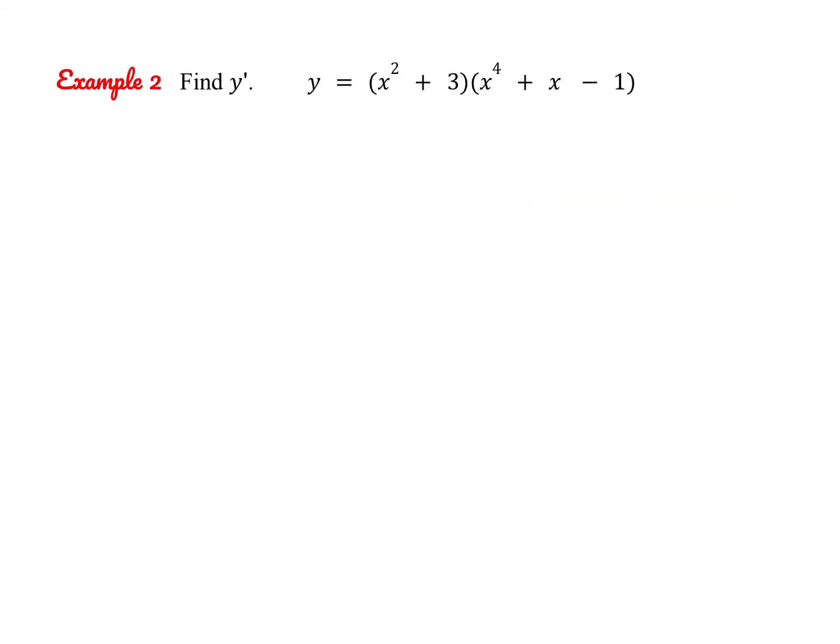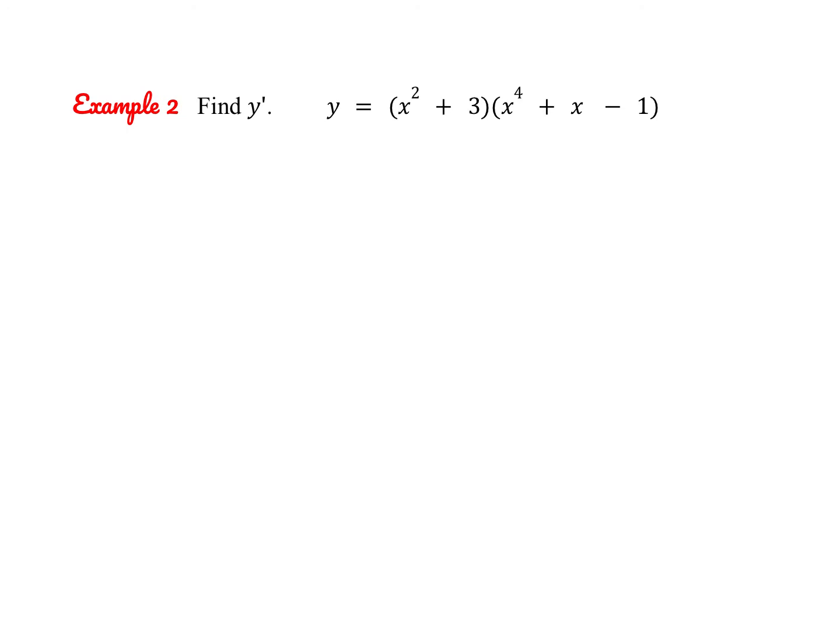All right, let's try another one together. Here we could consider this to be our first function, and this to be our second function, and we could use the product rule to find this derivative. So again, first function times the derivative of our second. So we'll do the product rule here.